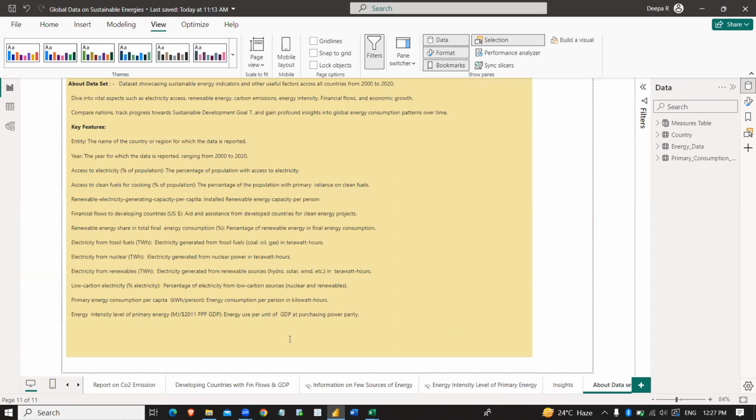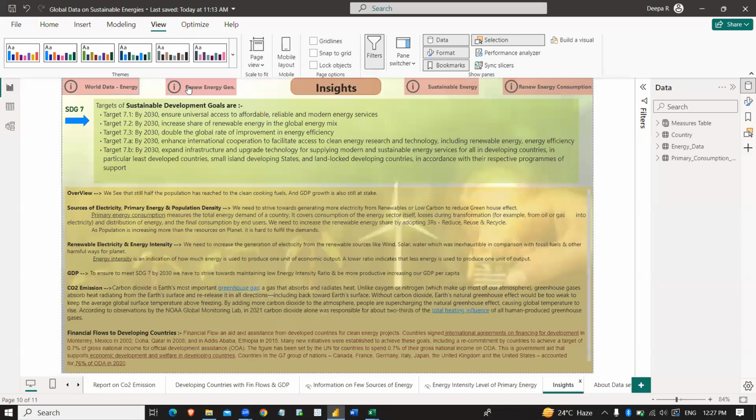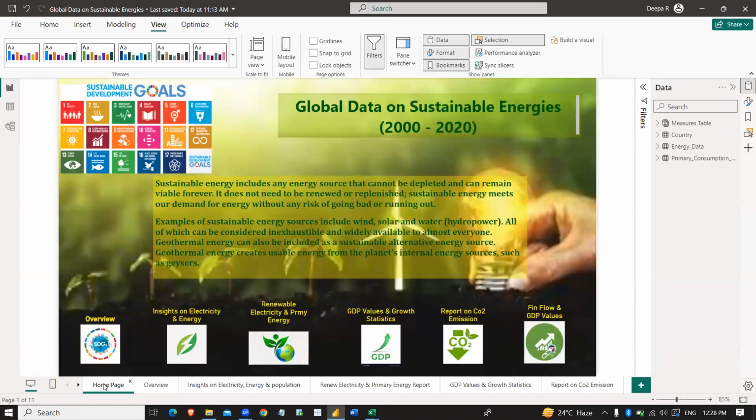and then even I have given this information regarding my data set. Okay, and even in the insights page I have given the buttons, info buttons, where you can go. I have given a link to the websites where you can do the further studies. Okay, so this was a brief introduction about my data set. So now let's move on to the detailing of the report.